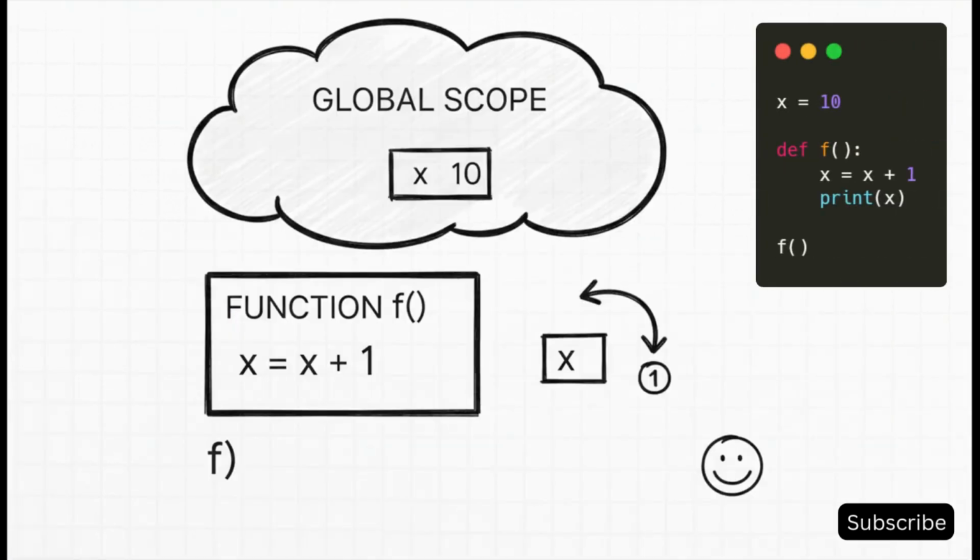Okay, take a look at this. At first glance, this seems like it should be totally fine, right? We've got a global variable x set to 10, and inside the function, we're just adding 1 to it and printing it out. Seems simple enough.